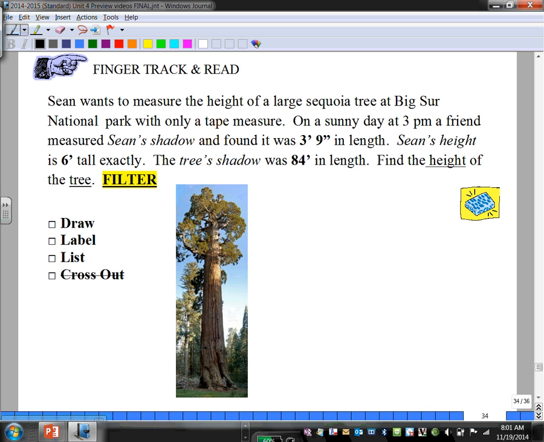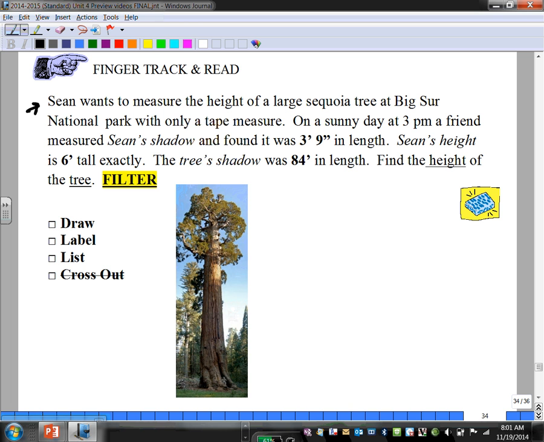I'm going to read this. I want you to finger track. So put your finger on your paper, and I'd like you to track with me while I'm reading, please. It says, Sean wants to measure the height of a large sequoia tree at Big Sur National Park with only a tape measure. On a sunny day at 3 p.m., a friend measured Sean's shadow and found it was 3 feet 9 inches in length. Sean's height is 6 feet tall exactly. The tree's shadow is 84 feet in length. Find the height of the tree.